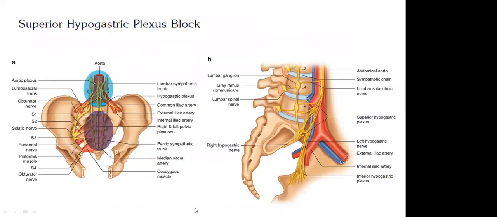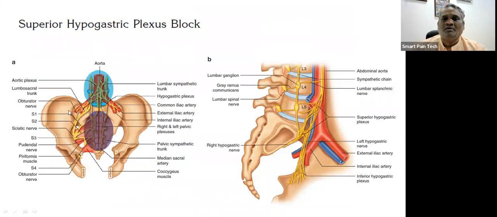Okay. Hypogastric plexus. Now the landmark is L5, always at the bifurcation of the aorta. It is a plexus, not a ganglion. Celiac is actually a ganglion. This is not actually a ganglion. It's a network of the nerves.